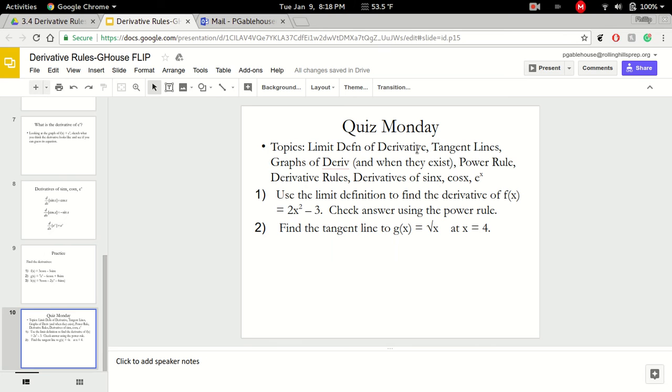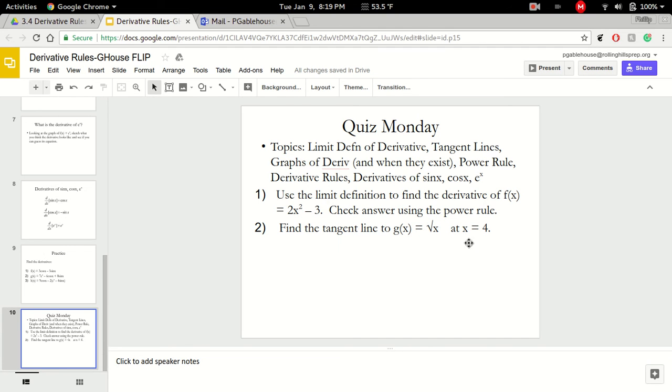We'll look at the definition of the derivative, like what you saw on the previous quiz. We'll look at tangent lines and graphs of derivatives. There will probably be one graphs of derivatives question on the quiz. I'm not a big fan of graphs of derivatives, but it is worthwhile for you to see. We'll look at the power rule, derivative rules, and derivatives of sine, cosine, and e to the x. Some example problems for you to work with.